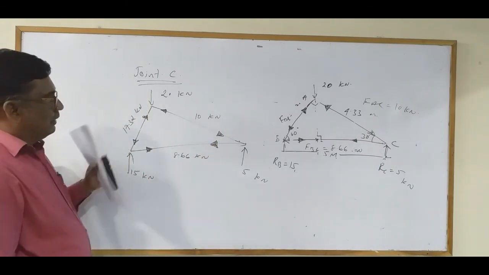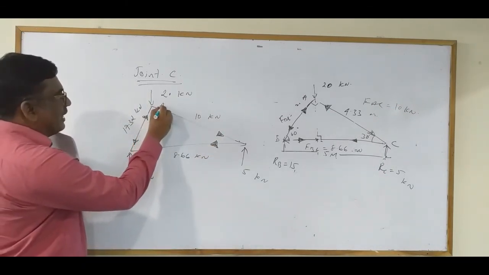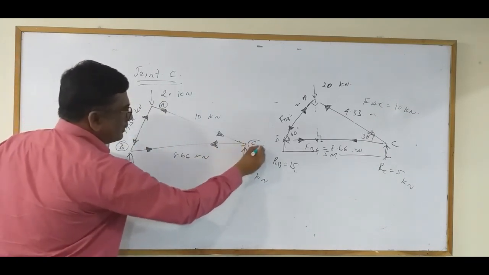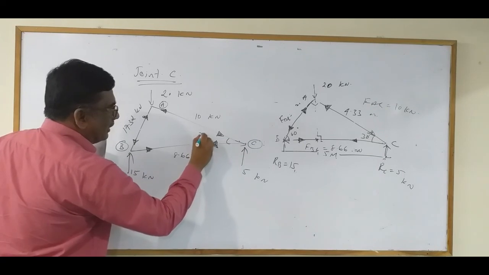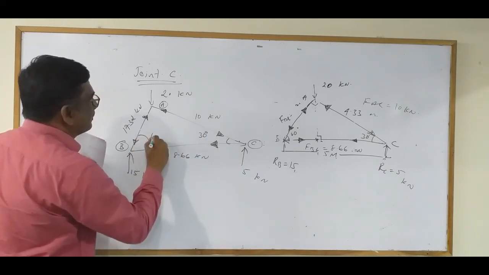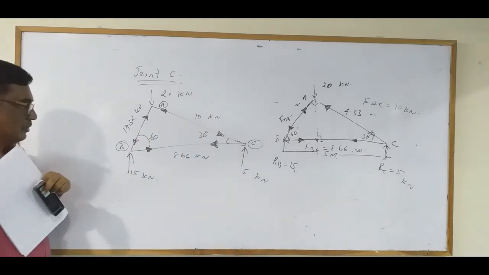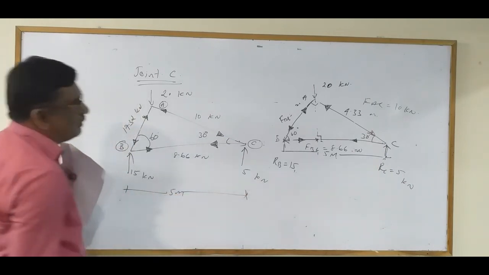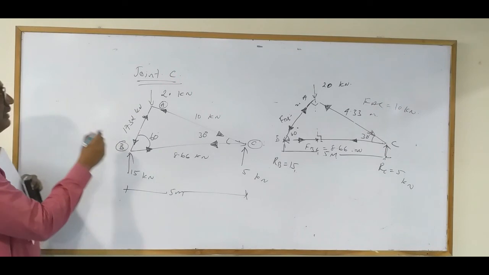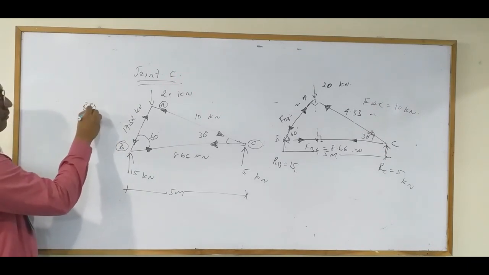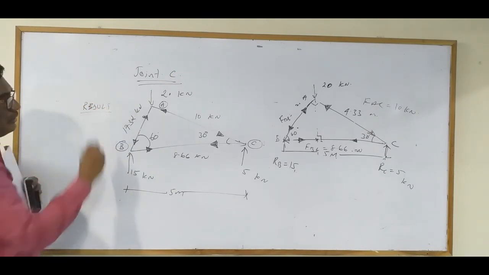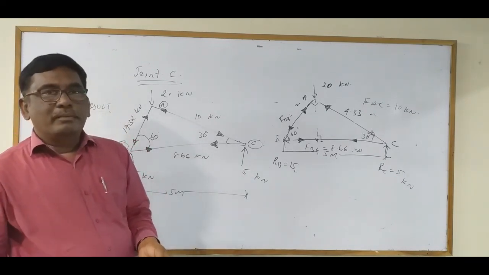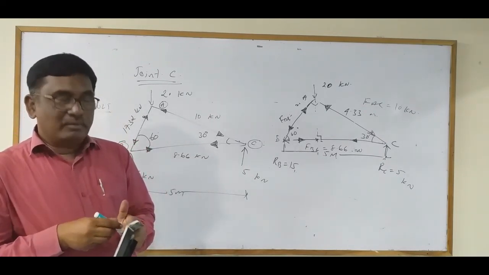Okay, so this joint is A, this joint is B, and this joint is C. This is 30 degree, this is 60 degree. This dimension is given as 5 meter. So with this the problem, and this is the result. With this the problem gets over. We'll move on to the next problem in the next class.